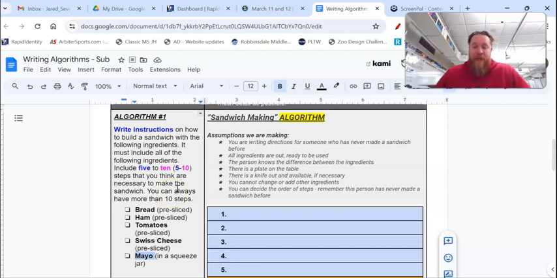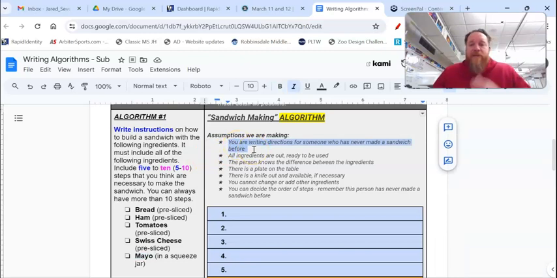Now, a couple things to think of before you start writing those directions. I want you to consider that you're writing directions for someone who has never made a sandwich before. All ingredients are out ready to be used. You don't have to write directions on how to open up the packaging or get it out of the fridge, that sort of thing. The person that you're writing directions for does know the difference between the ingredients. There's a plate on the table if you need it. There's a knife out and available if necessary.